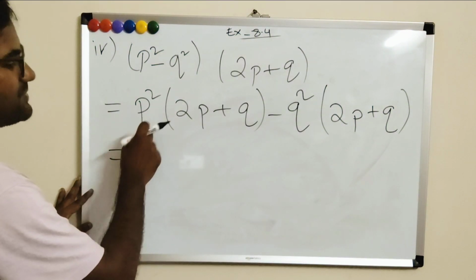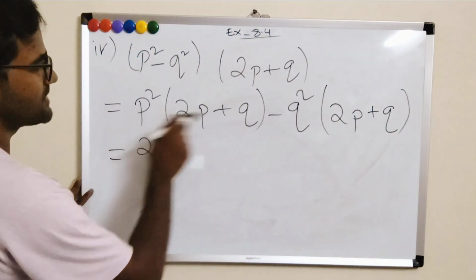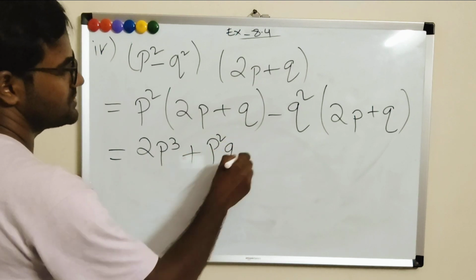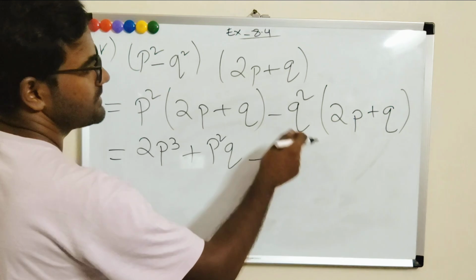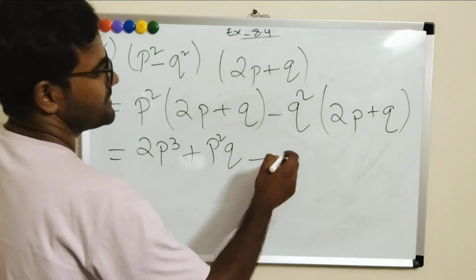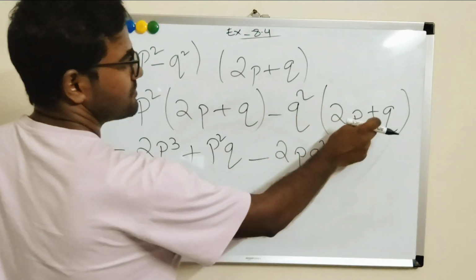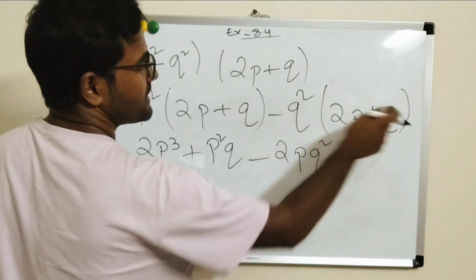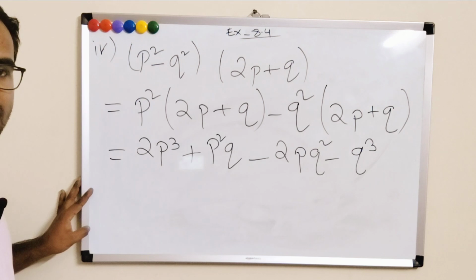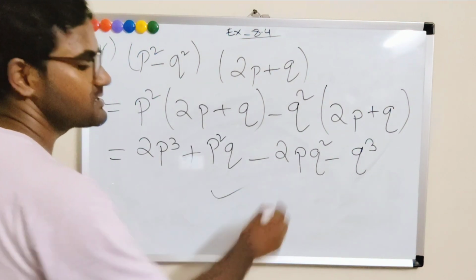So p square into 2p will be 2p cube, right? Then plus into minus will be plus, then p square into q will be p square q, alright. Then minus into plus is minus, then q square into 2p will be 2pq square, alright. Then again minus into plus will be minus, then q square into q will be q cube, right? Any similarities you see out here? There is no similarity between the terms, right? So this is your required answer.